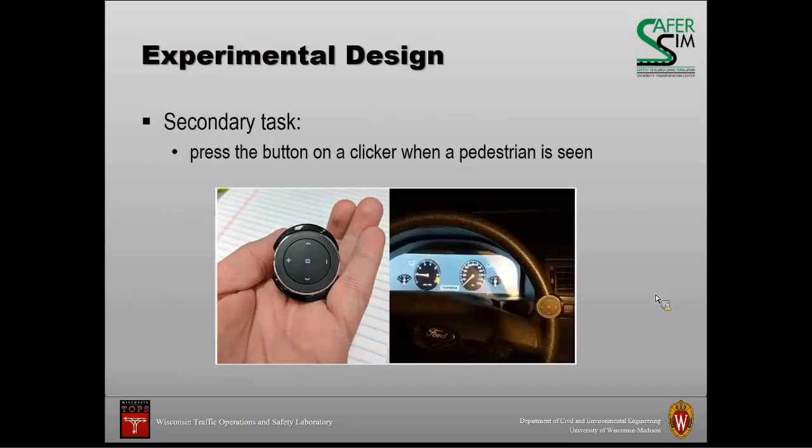And in addition to our main task, which is just a drive, we had a secondary task where we asked participants to click on this push button whenever they saw a pedestrian, and we placed this push button on the steering wheel. And this is a Bluetooth connected device, so we were able to collect data using an Android platform device phone.